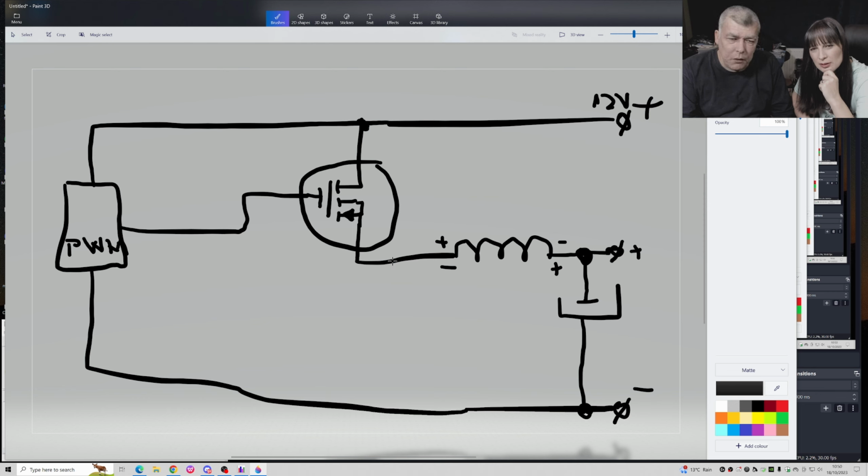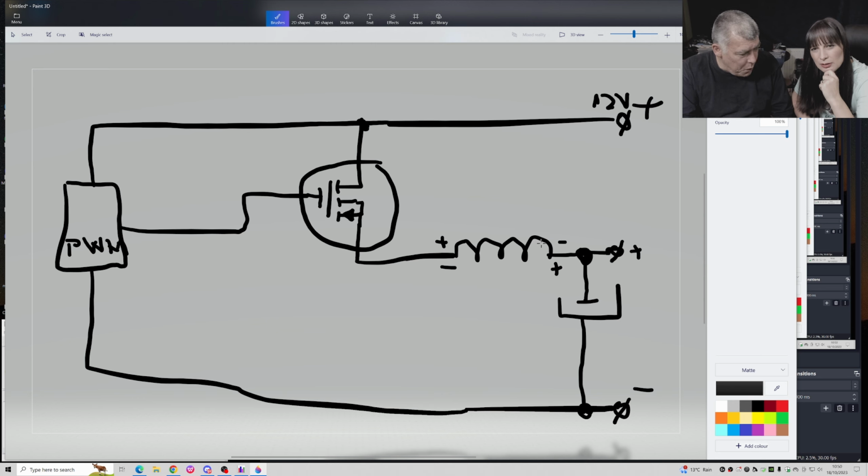But the problem is when the coil is bouncing back, this wire is floating because the MOSFET is off. That means when the coil is bouncing back, you don't have a current flow because the MOSFET is off. I mean, the current is not going anywhere if the circuit is not closed to ground. We learned that. So you understand what the problem with this circuit is?